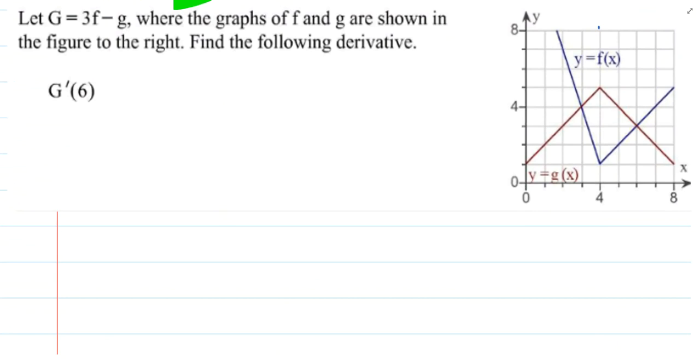In this problem, we're talking about a function that's called capital G. And capital G is a combination of two other functions, lowercase f and lowercase g, so that 3 times the first function minus the second function will create this combination of functions called capital G. Combinations of functions are handy like this.